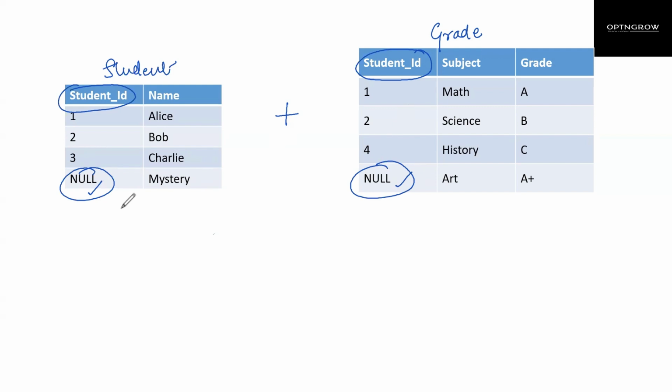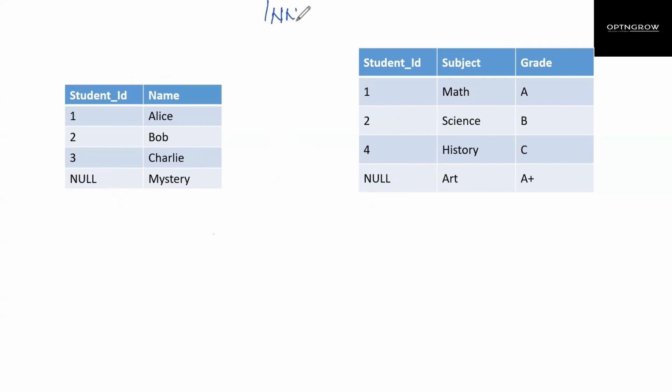So when we join, what will happen? How will things work when we join the two tables? That's what we are going to learn. This example will be for the inner join. First we are going to look at how inner join behaves when we have columns with null values, and then we are going to look into the other joins also. So let's see how things will work.